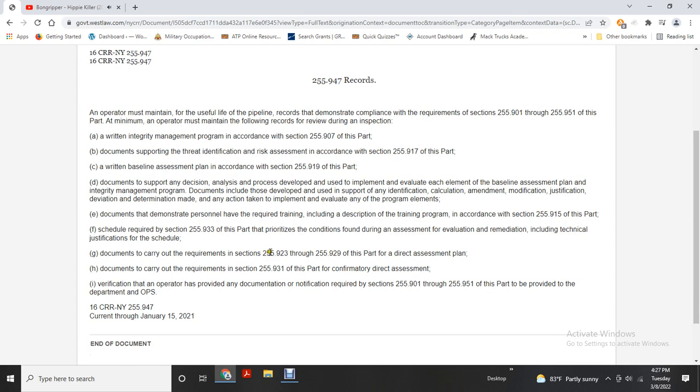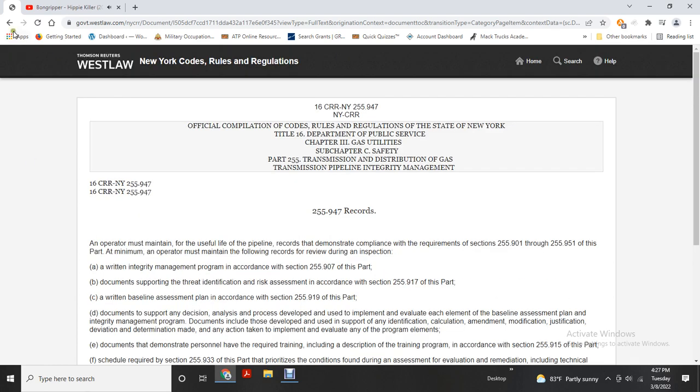Documents that carry out the requirements of 255.923 and 255.929 for direct assessment. Documents that carry out the requirements of 255.931 of this part for direct assessment. Verification: the operator must provide the documentation and notification required in sections 255.901 through 951 of this part to the Department OPS. That was records.